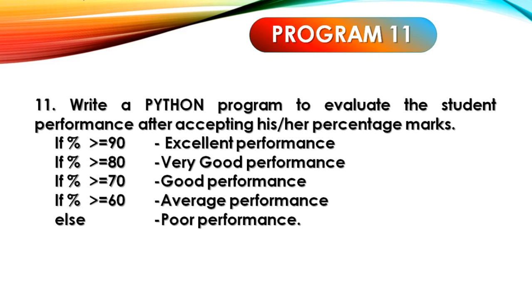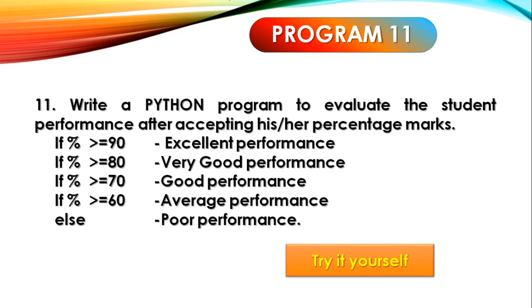The next program, you have to do it yourself. Here the percentage is accepted. No need to input subject-wise marks, and according to your percentage you have to display a message to the user: excellent performance, if it is 80, very good performance, greater than 70, good performance, greater than 60, average performance, and else poor performance. So we have to use an if elif block and display the message accordingly by checking the percentage. Try this program yourself.